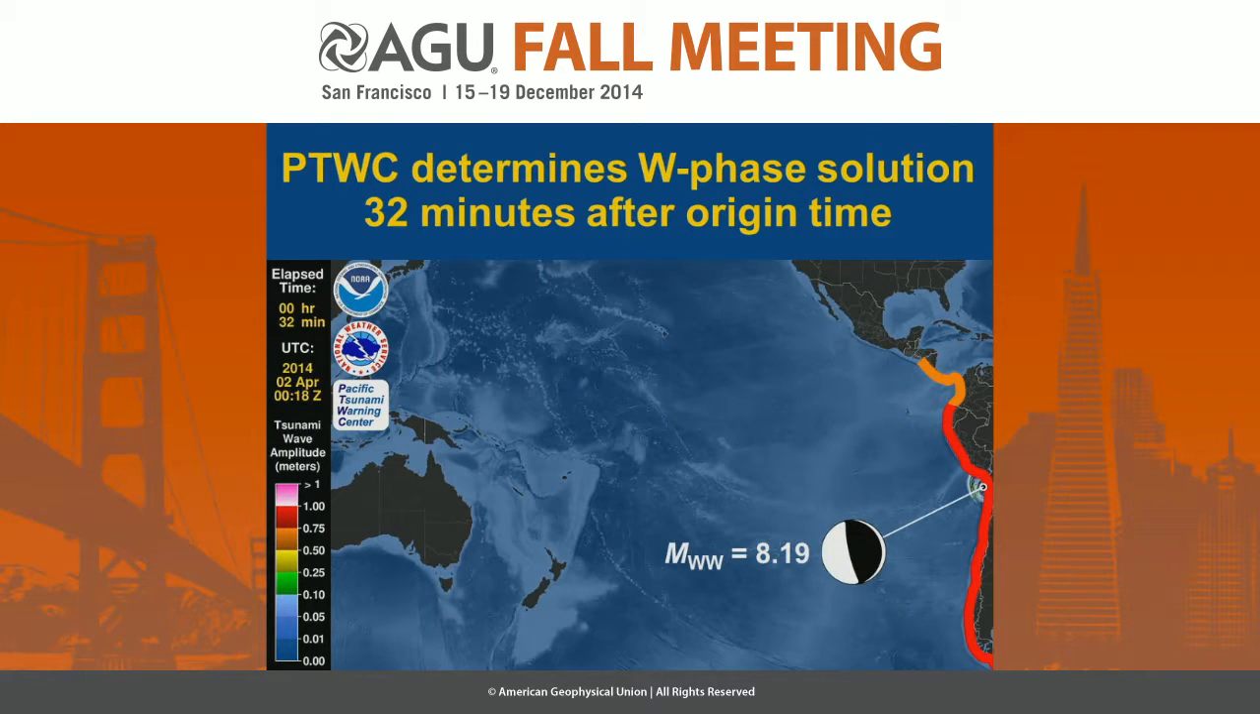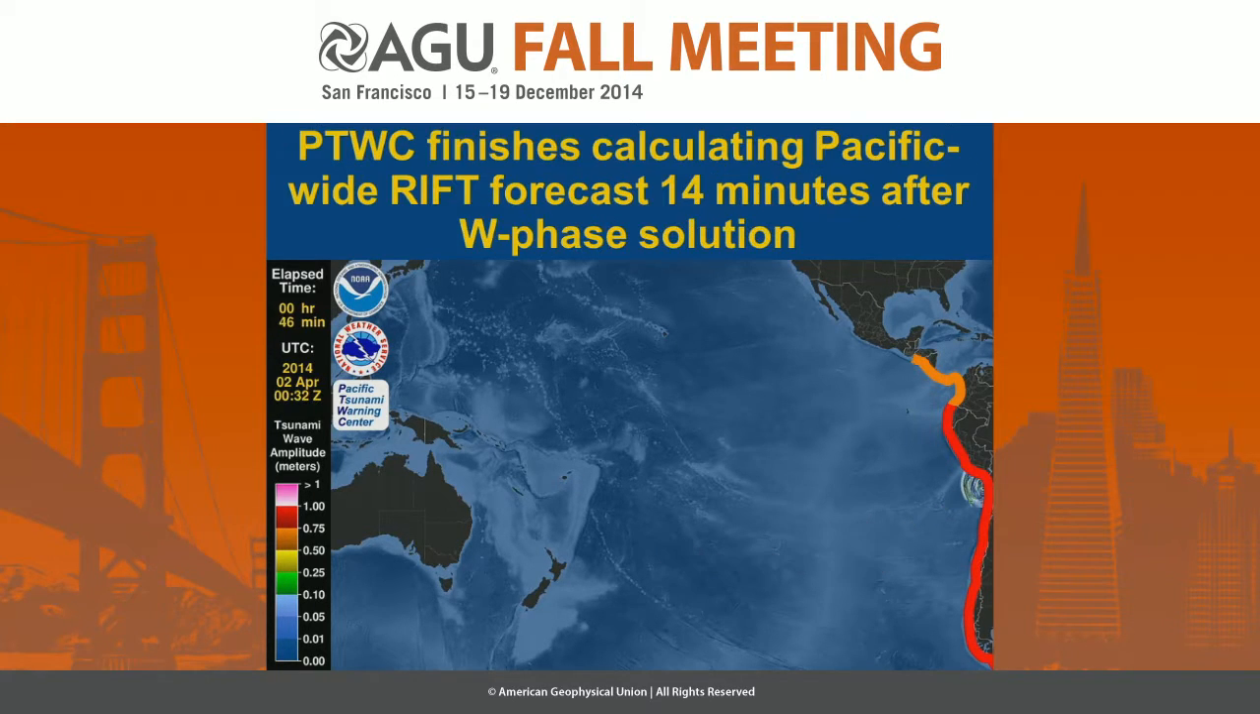So the next slide. And then we got our W-phase solution. That's the moment tensor in a revised magnitude. So now it's about an 8.2, but it tells us that it is, in fact, a shallow thrust earthquake there. And you can see the tsunami starting to progress across the ocean there. So that's where it is at about 32 minutes after origin time. Next slide.